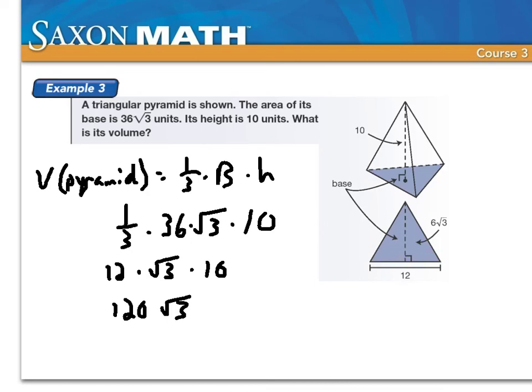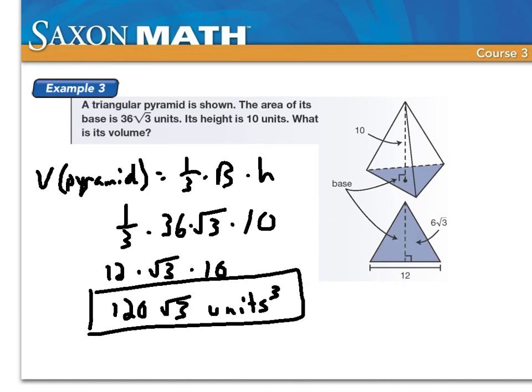So now what we're going to do is put a label on the end of it. And this said the base is in units, so we're going to put units cubed. So it's 120 times the square root of 3 units cubed. Now if it told us to approximate that, then we could use a calculator to figure out what this is in decimal form, and then go ahead and multiply it, but it doesn't tell us to approximate, so this is the best, most exact answer that we can give.